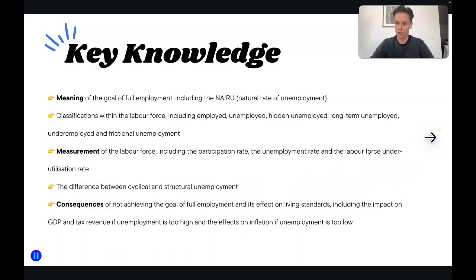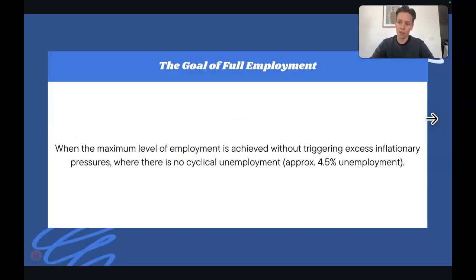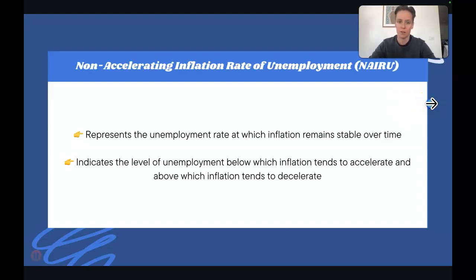So similar to the goal of strong and sustainable economic growth, we're looking at the meaning, the measurement, and the consequences. So this is your bog standard definition for full employment. We're looking at a maximum level of employment that's achieved without triggering excess inflationary pressure. I'll speak to that in a moment. And where there is no cyclical unemployment, and also cyclical unemployment, we're obviously going to cover that too. We're looking at a number at around 4.5%. So make sure at the end of this video you go back to this definition and that all these sort of new terms that have propped up in this definition are making sense to you.